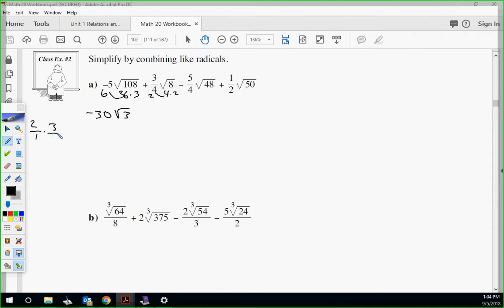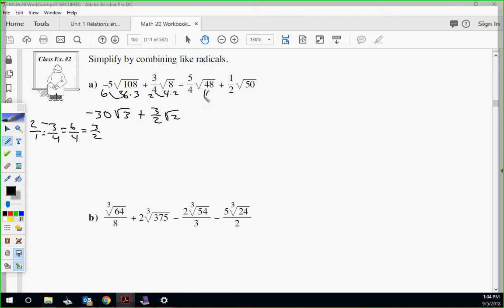Don't forget your fraction multiplication, straight across. 2 times 3 is 6. 1 times 4 is 4. 6 over 4 is also what? 3 over 2. If you're getting lost here, 6 over 4 is 3 over 2. Don't get lost. Stay with me. So we have 3 over 2 root 2. Okay, so root 3, root 2. Just keep going.